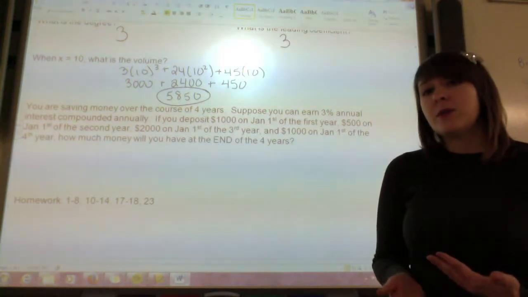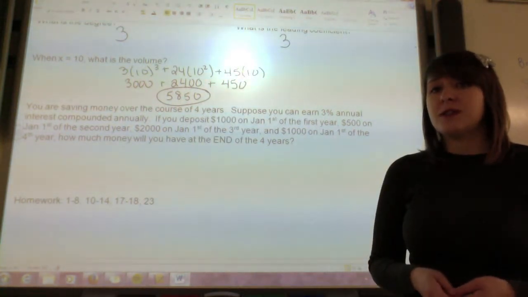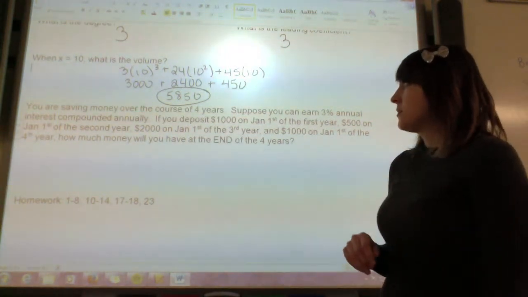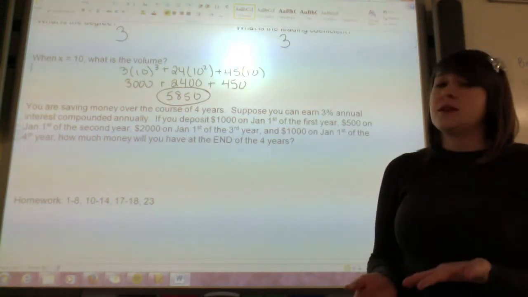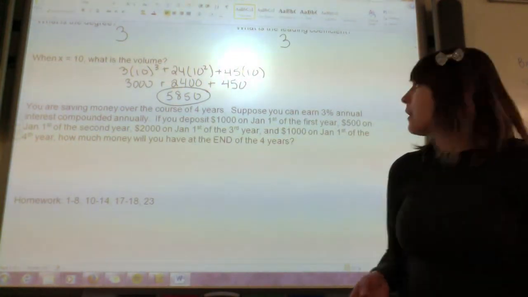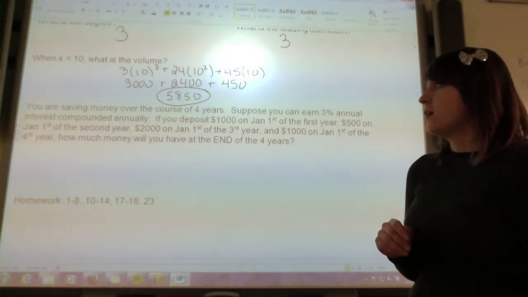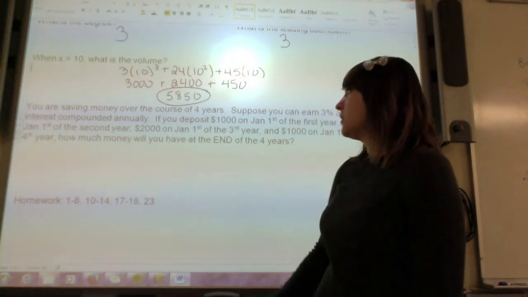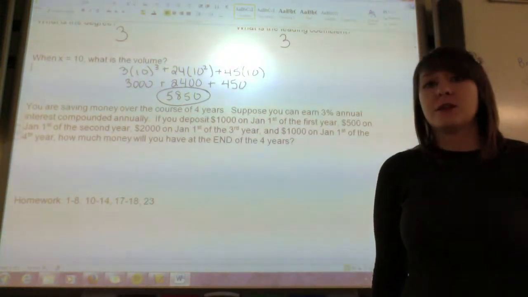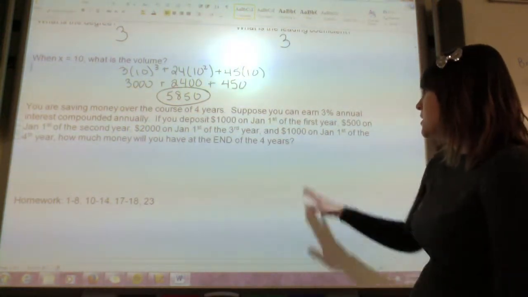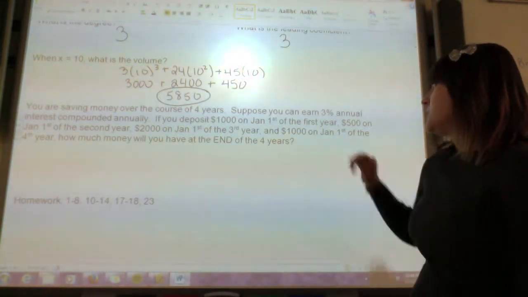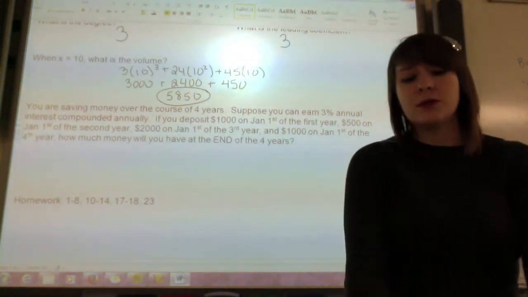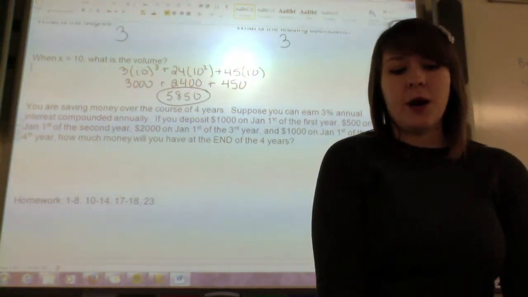So the best way to approach a problem like this is to think about each of these years as separate accounts. So one account will be this $1,000 that we deposit, and we know that that's going to be in the account for 4 years. This $500 will be another account, and that one's only going to be in there for 3 years. And this $2,000, well, we deposited that on the third year, so it's only going to be in there 2 years. And $1,000, we deposited that January 1st of the fourth year, so it's only going to be in there for a year. So what we can do is we can actually represent this with a polynomial model.